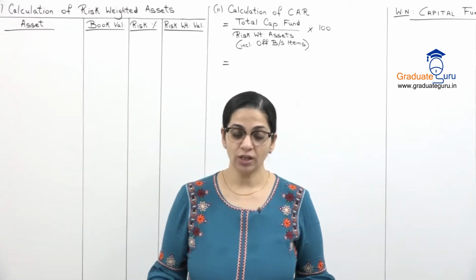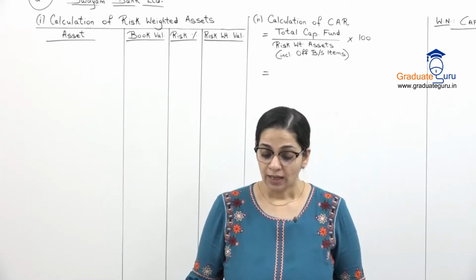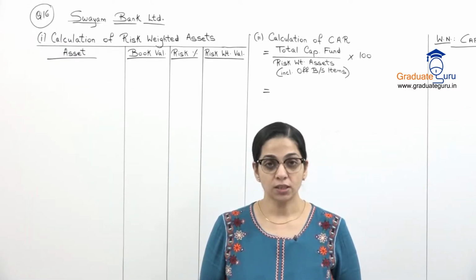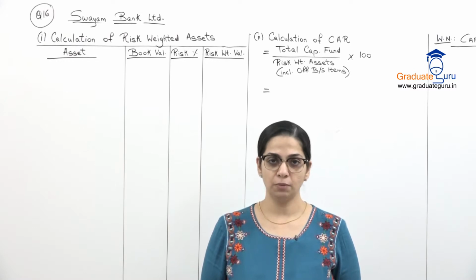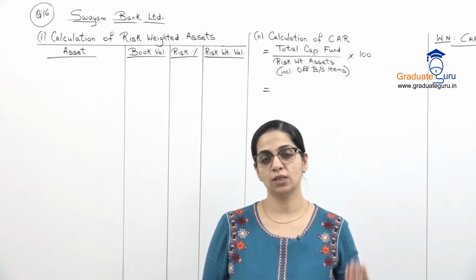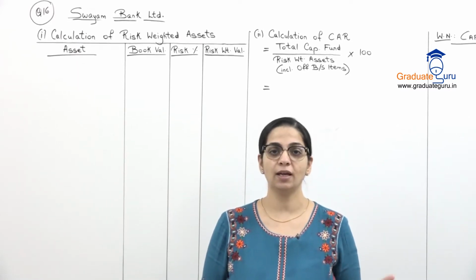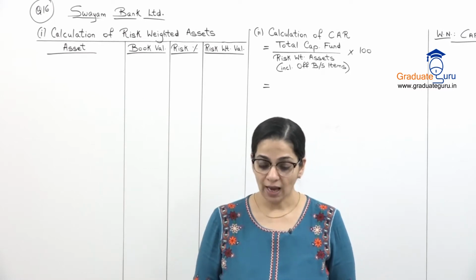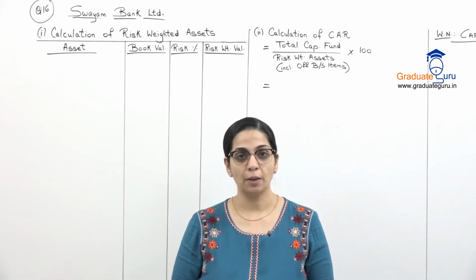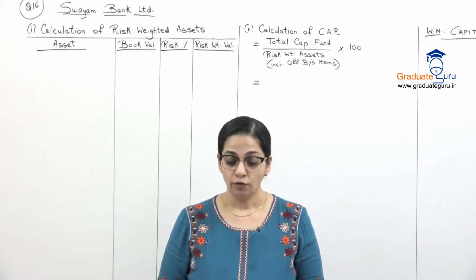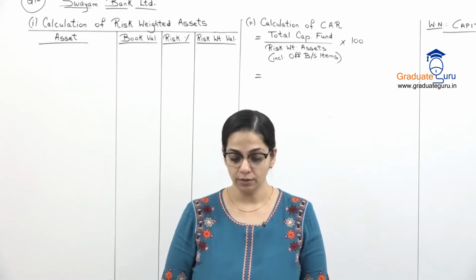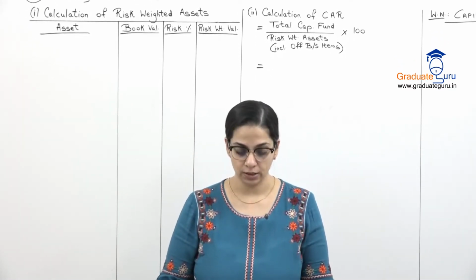So first let us read question 16. Calculate the risk-adjusted or weighted assets. It means the same. Sometimes you can say risk-adjusted, or we say risk-weighted also. And also CAR, that is our Capital Adequacy Ratio for Swayam Bank Limited from the following details.